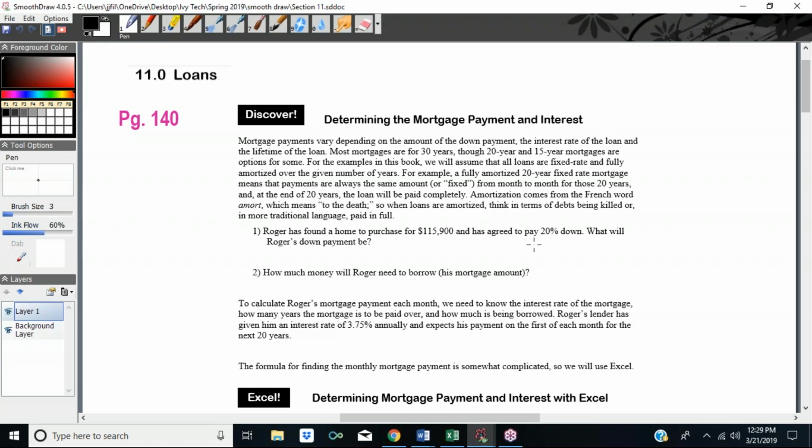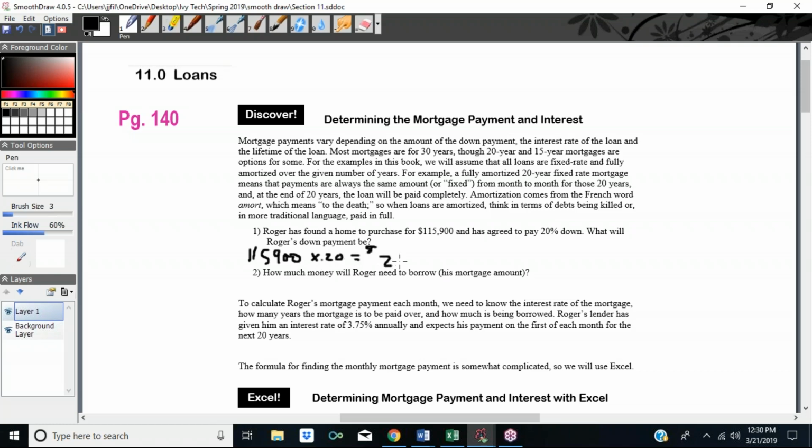So here it says Roger has found a home to purchase for $115,900 and has agreed to pay 20% down. What will Roger's down payment be? So we're going to find out how much he's going to put down. He's going to put down 20% of the price on the home. So 115.9 times 0.20.